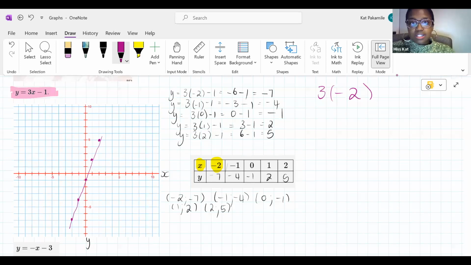A positive and a negative, when you multiply them, what does it give you? A negative. What's 3 times 2? 3 times 2 is 6. 6 minus 1, do you see where we got it? Yeah, okay, I'm starting to get it. You just subtract these two. Okay, thank you very much.